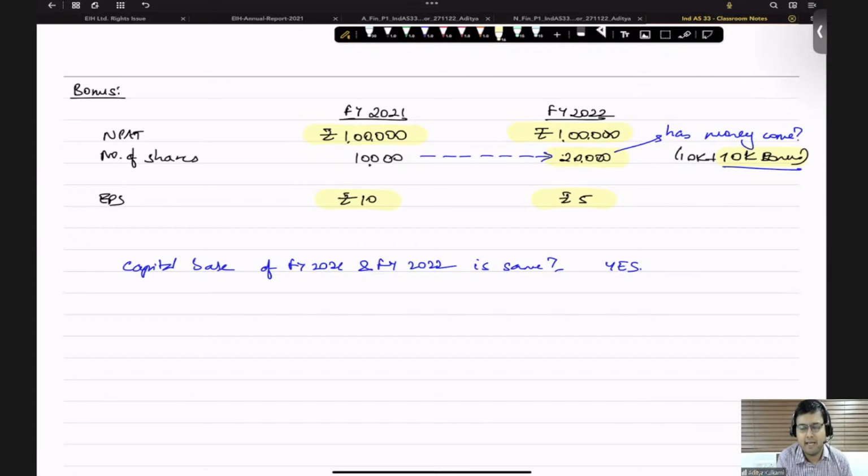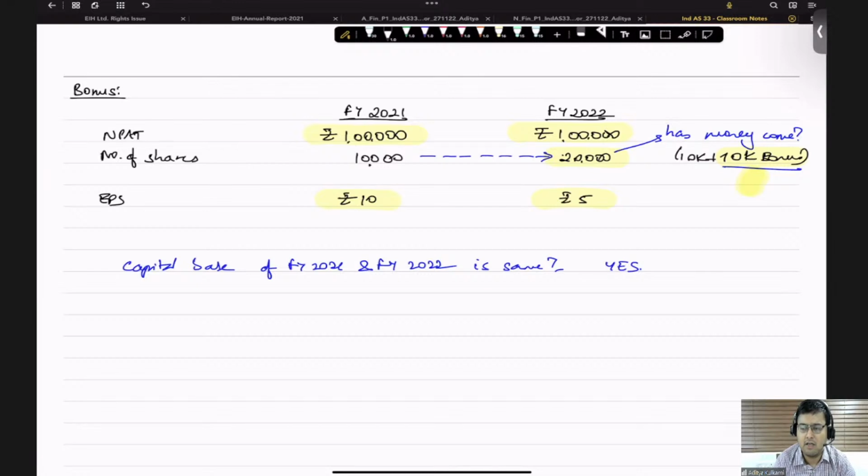what does it imply? It implies that basically I am making an entry from one account in which balance already existed to another account in order to create balance. From reserves where the shares existed, I pulled out the amount and created equity shares. In other words, can I say that these 10,000 bonus shares also existed in financial year 2021?